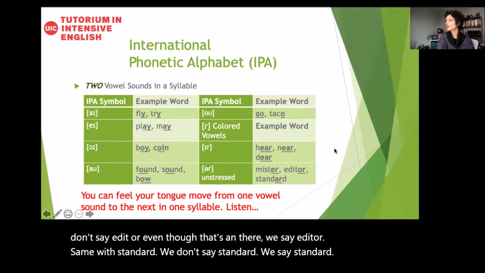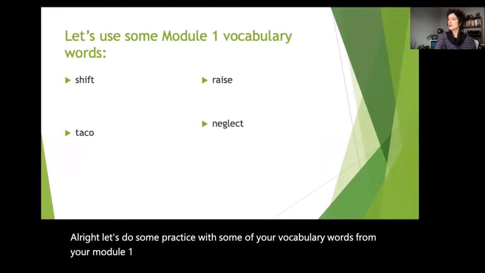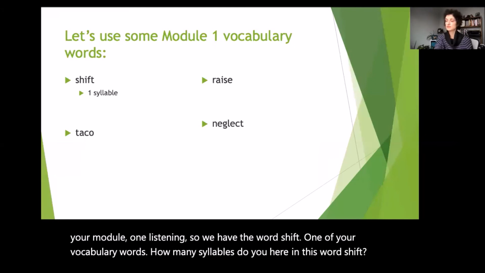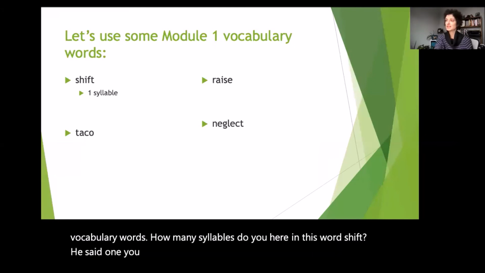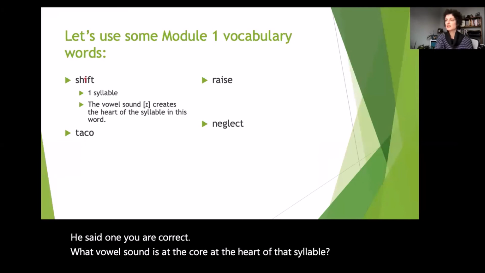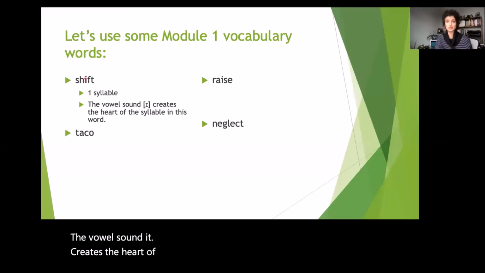All right. Let's do some practice with some of your vocabulary words from your Module 1 listening. So we have the word shift, one of your vocabulary words. How many syllables do you hear in this word shift? If you said 1, you are correct. Shift. What vowel sound is at the core, at the heart of that syllable? I. The vowel sound I creates the heart of the syllable in this word.